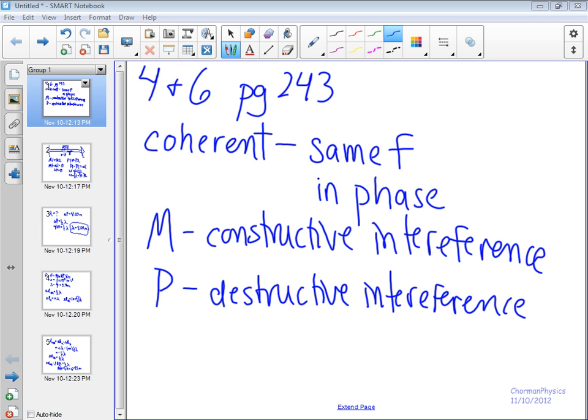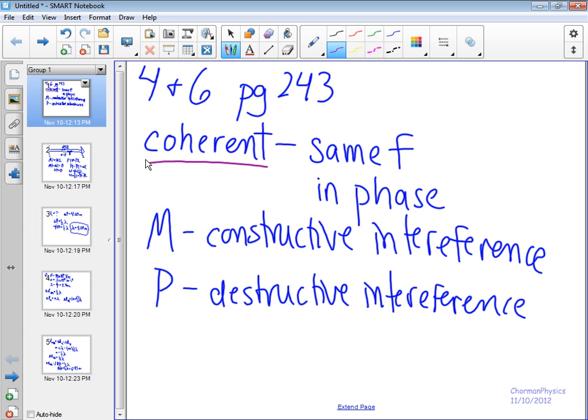Quickly, solutions to numbers 4 and 6, page 243, just wanted to go over these. Number 4, all right, talks about two speakers, and we have an observer walking in a straight line between these speakers. It starts at point M, okay? So there's some important information to write down here. The first is that both these loudspeakers are connected to the same audio oscillator. What that tells us is that both of these sources are coherent, okay?